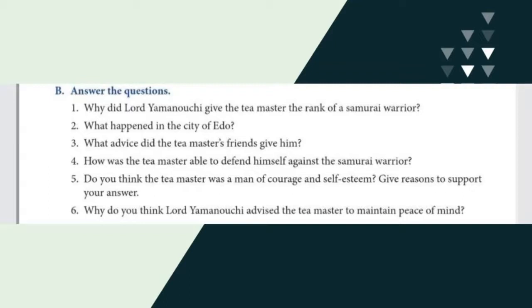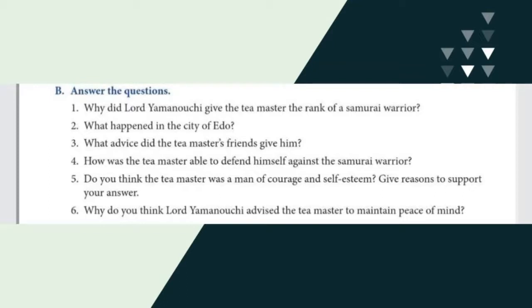The tea master was challenged to a duel by the samurai warrior because the tea master was wearing a samurai's clothes. That's why the warrior asked him to a duel. And he said one thing: if a person wears a samurai's clothes, he must fight like a samurai.